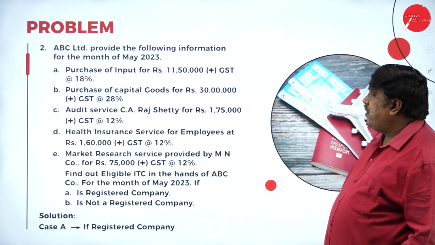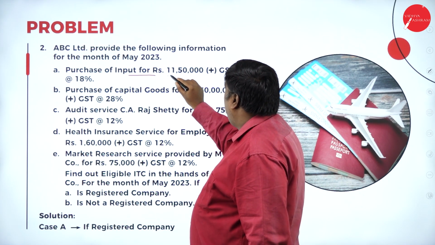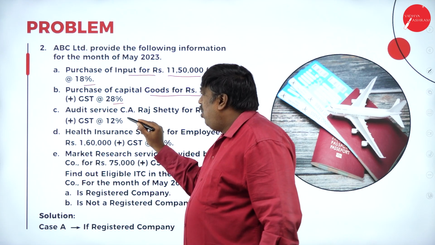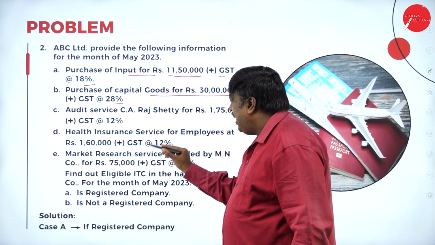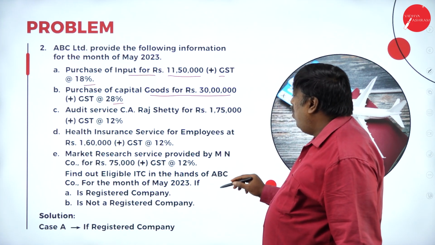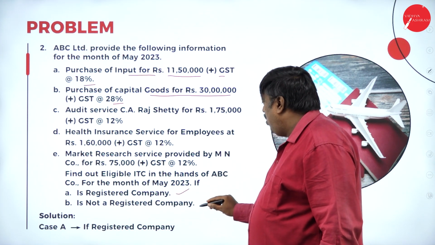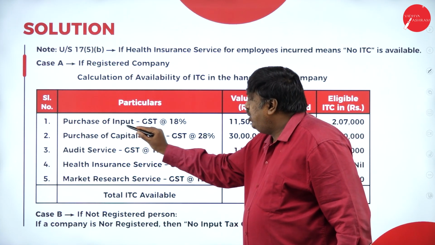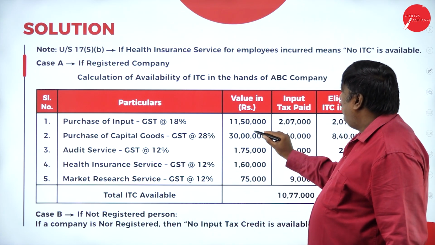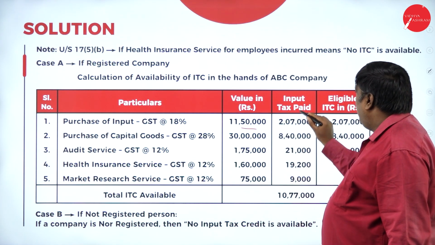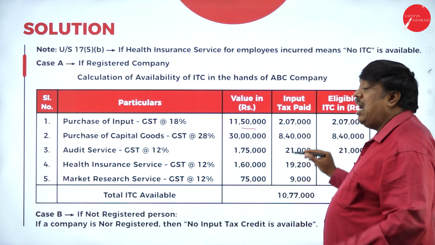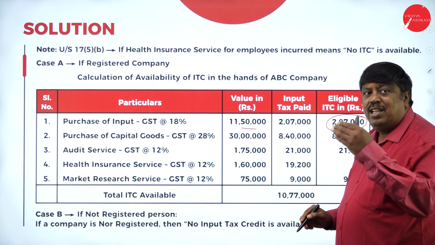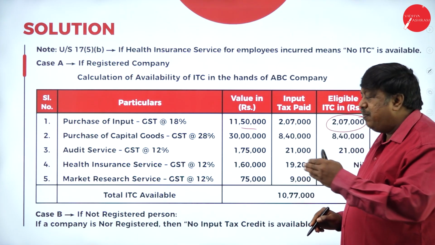Understand properly. Next one. Purchase of input 11,50,000 plus GST at 18%. Capital goods 28%. Audit fees, health insurance, market research. Now we have to identify, if he is a registered person and if he is not a registered person, what tax he has to pay. If he is a registered person, then purchase of input GST at 18%. So 11,50,000 into 18%, the input tax will be 2,07,000. I've paid here, so the entire amount is eligible for ITC benefit, input tax credit benefit.